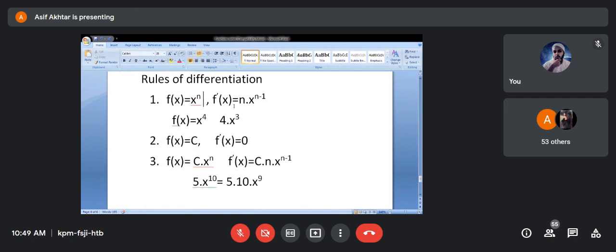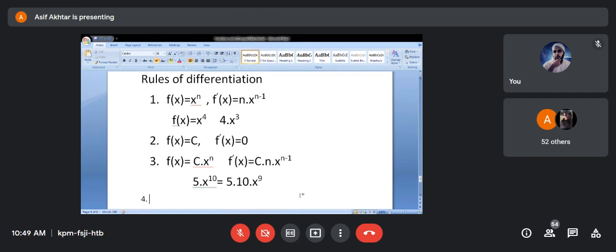If the function is exponential, we can apply rule number 1. If the function is constant, no change in the value, f dash x is 0. But if the function is a combination of 1 and 2, then we have this rule that we need to apply. So these 3 fundamental rules of differentiation are very, very important for us to understand. Let me talk about the 4th rule, which is again equally important for us.